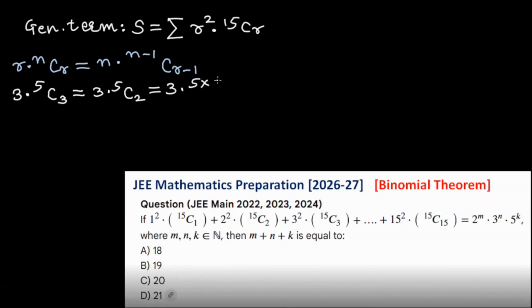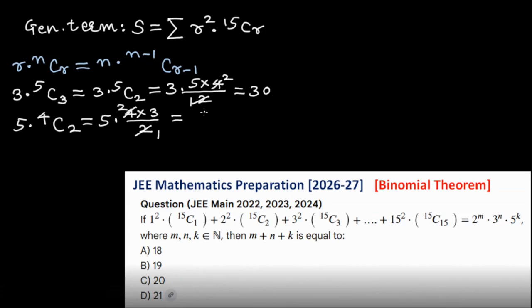3 into 5 into 4 upon 2. 2 ones are 2, 2 twos are 4, gives us 30. Now we will put the values in the right hand side. So 5 into (5 minus 1), 4 C (r is 3, 3 minus 1) 2, equals 5 into 4 into 3 upon 2. 2 ones are 2, 2 twos are 4, gives us 30. Since left hand side equals right hand side, this property is verified.